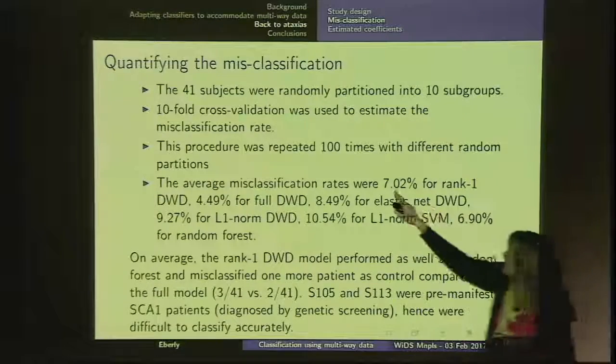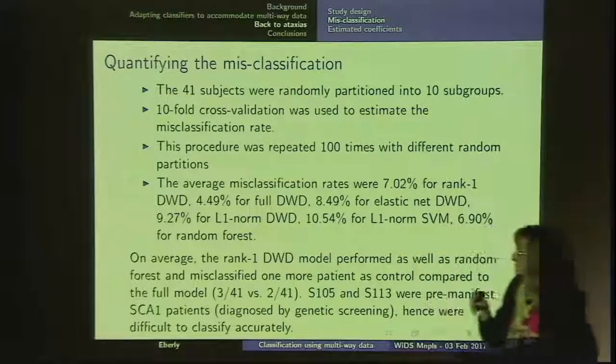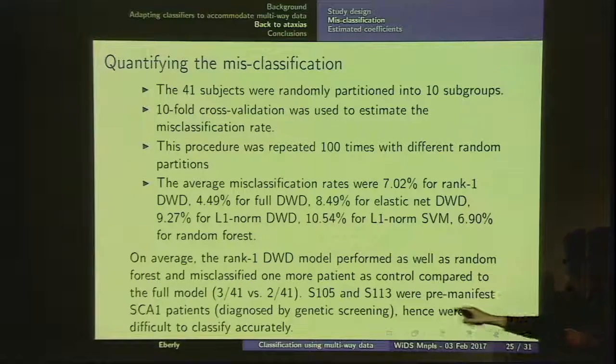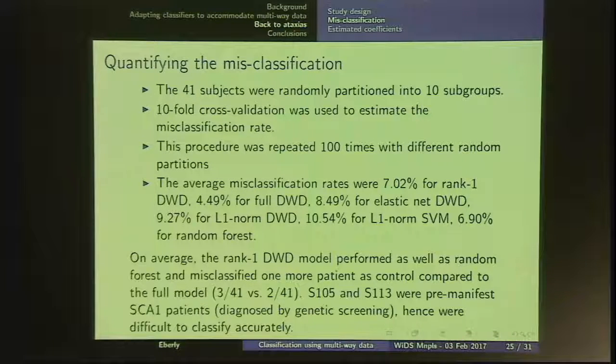Now, that difference, 7% to 4.5%, is actually due to one person. This is a small enough data set that one model misclassifying one more person really changes that percent misclassification. So in particular, in this data set, we had 2 patients who were called pre-manifest. So they know they have the disease because they've had it in their family and they've had their genetic screening. So they know they have it, but they don't have any symptoms yet. So they look a little bit more like the controls than like the patients. So it's a data set where there are 2 people that are hard to classify. They're just different.